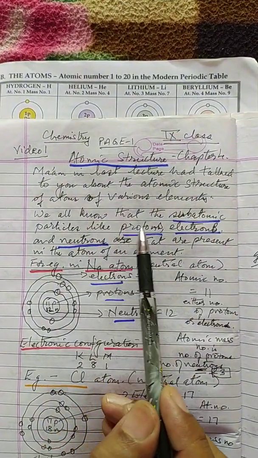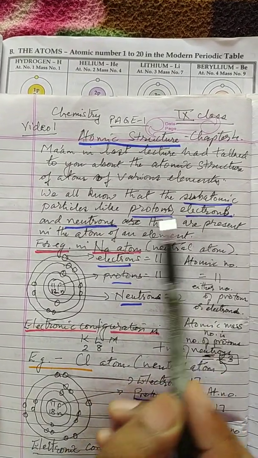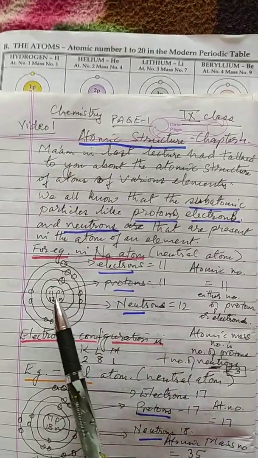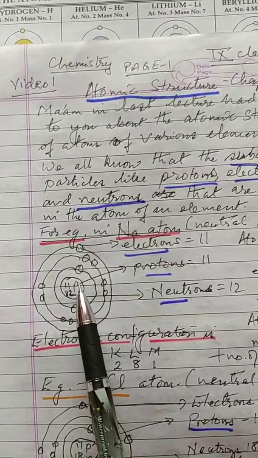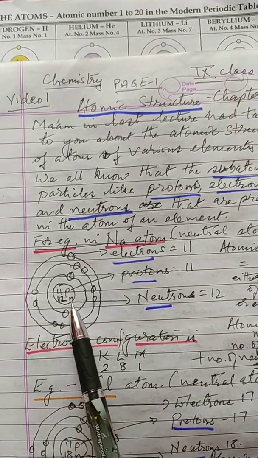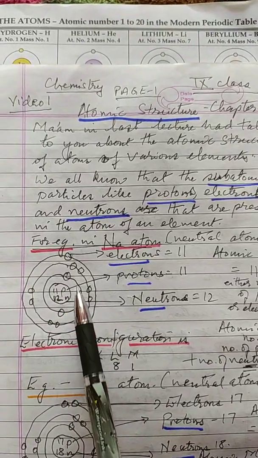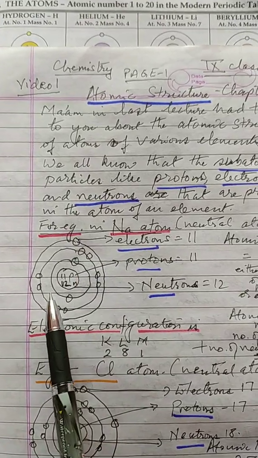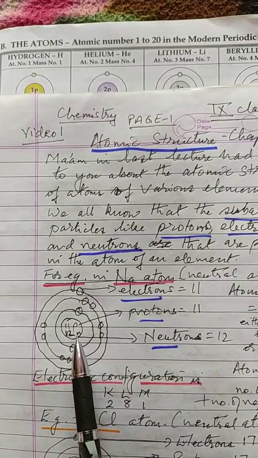We all know that the subatomic particles are protons, electrons and neutrons, and they are present in the atoms of elements. So we can see here in an example of a sodium atom that it contains 11 protons and 12 neutrons. These are together called nucleons, as you know very well, and we have the same number of electrons in the three shells of this atom, which is equal to the proton number.